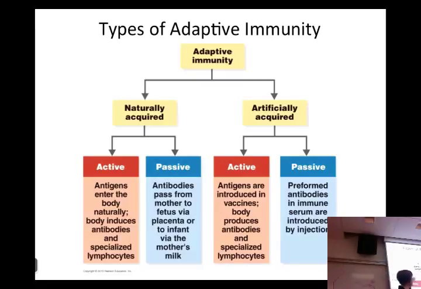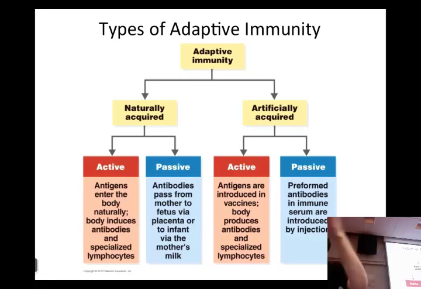So naturally acquired, we have active and passive, okay? Active being something comes into the body that has an antigen that's recognized by our B cells with antibodies, and the body makes antibodies in response to that. It also makes a bunch of specialized lymphocytes in response to that particular antigen. So this is active. This is the whole process.